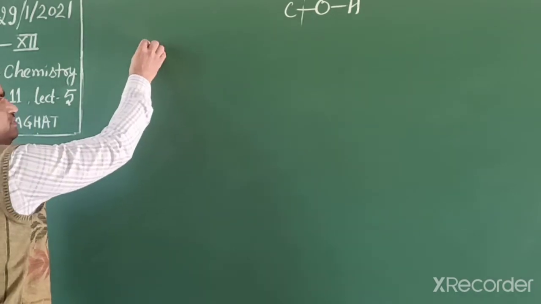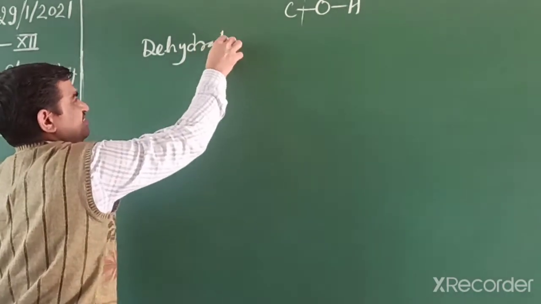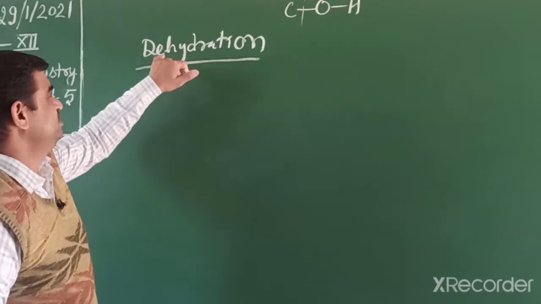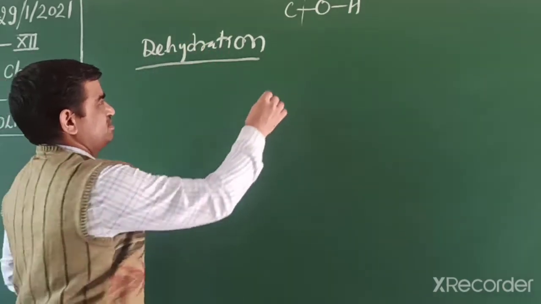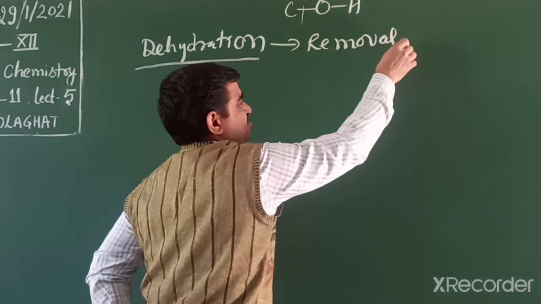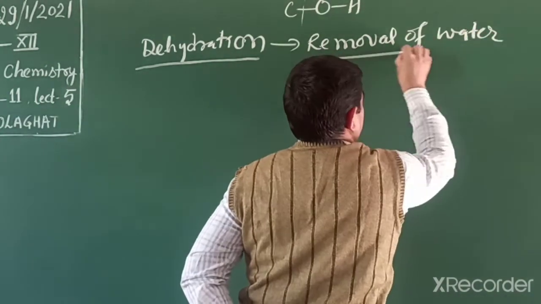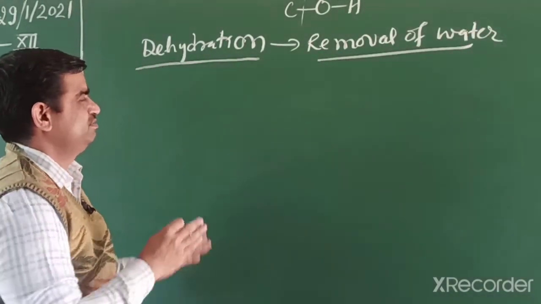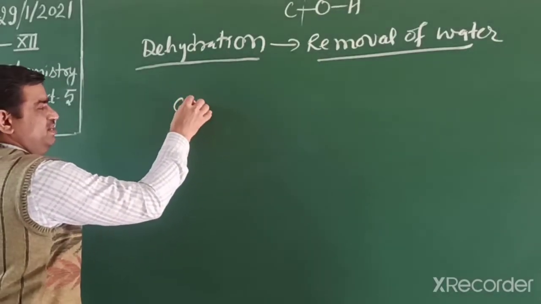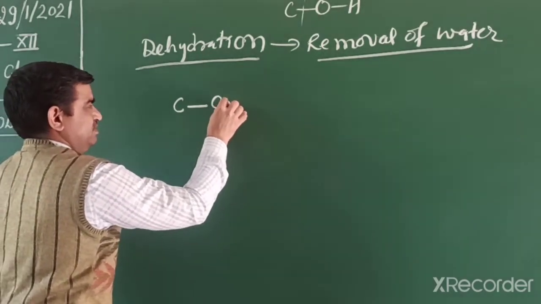The next reaction is dehydration. Dehydration means removal of water. De means remove, hydration means water. Removal of water from alcohol, and by this reaction we convert alcohol into alkene. So we will explain this reaction by one example.